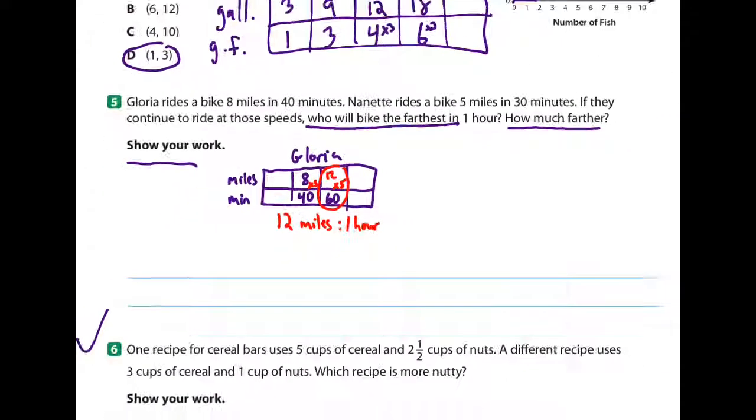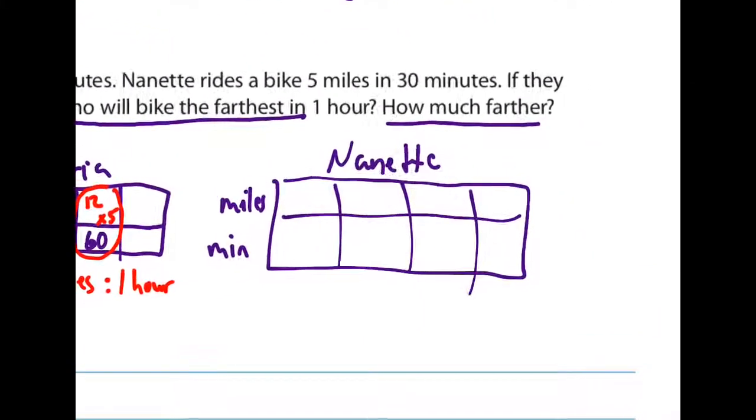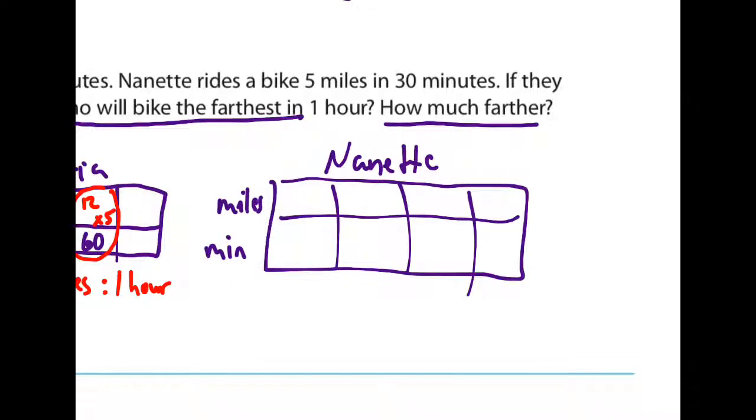Now, let's compare that to Nanette. So I'm going to do the same thing. So let me get the table started. And this is Nanette. And we're going to do miles. We're going to do minutes. Now it says Nanette rides a bike for 5 miles in 30 minutes. So 5 miles in 30 minutes.